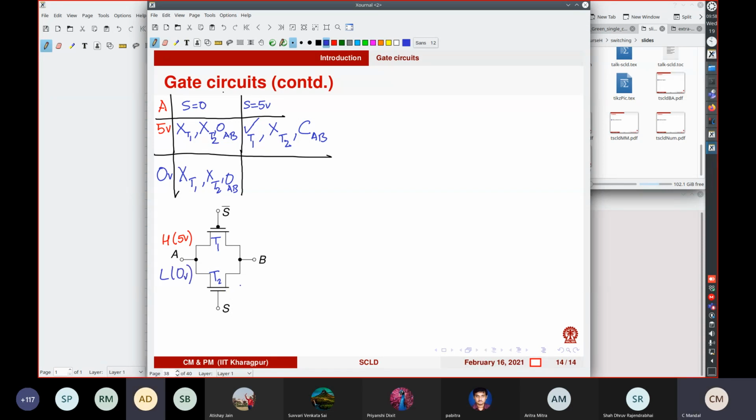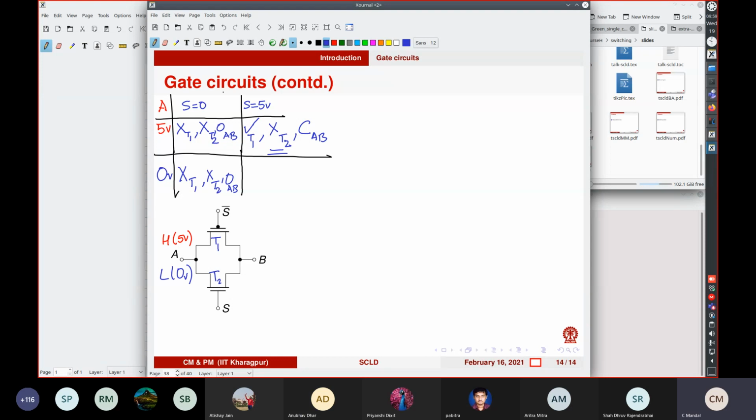Sir, when A is 5 volt and S is 5 volt, why is T2 not conducting? When A and S both are 5 volt. So you're considering this one? Yes, sir. So what is the potential difference? 5 volts and 5 volts, potential difference is 0. Right? Okay, sir. So no channel.